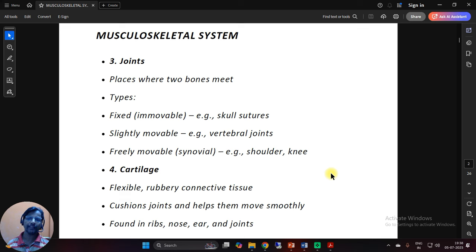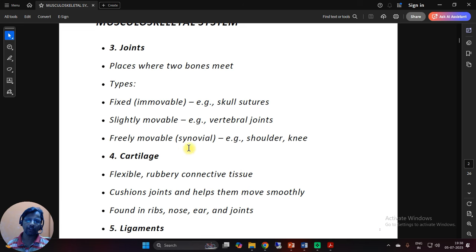Next, the musculoskeletal system consists of joints, places where two bones meet. What are the types of joints? Fixed joints, such as skull sutures. Slightly movable joints, such as vertebral joints, which we otherwise call spaced joints. Next are freely movable synovial joints, such as the shoulder and knee.